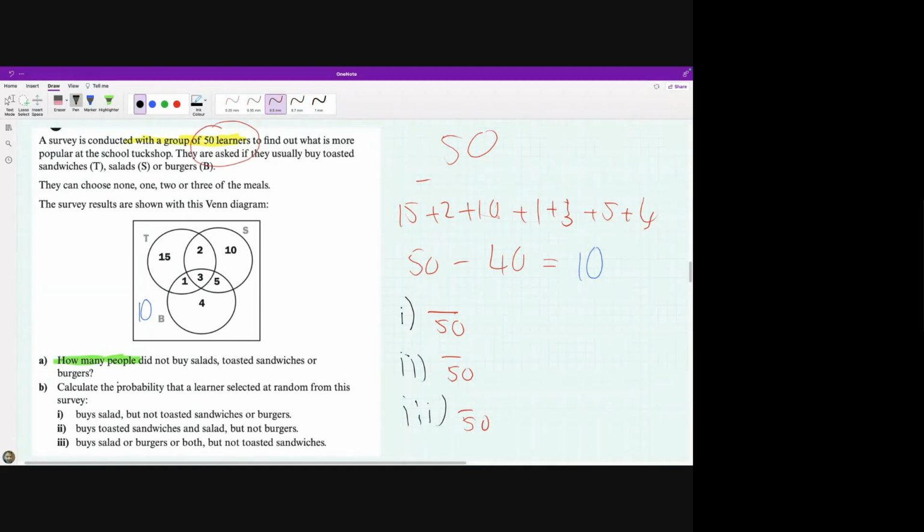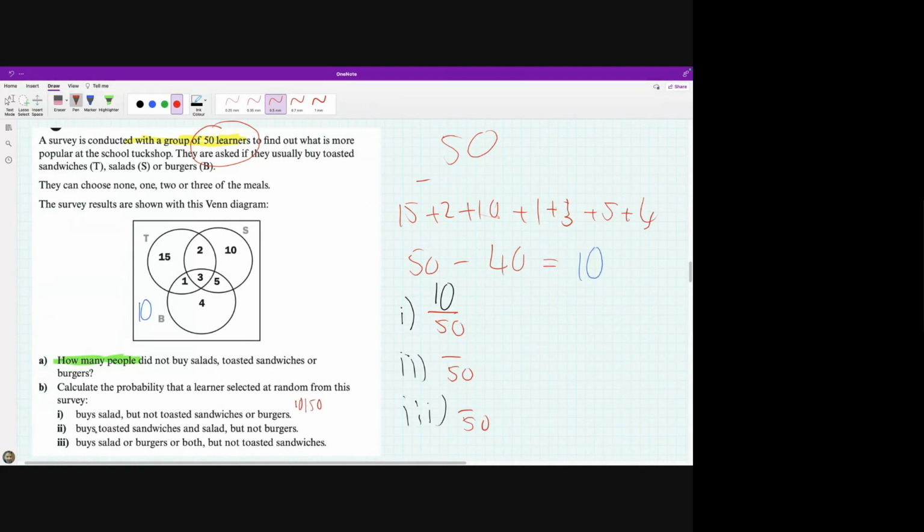Well, what is salad? Salad is S. But I can't choose everything in the S. It says not toasted sandwiches or burgers. So none of 3 and none of 5 and none of 2. So it has to be 10 out of 50. It can only be this region over here, because if I was in another region, I would also buy toasted sandwiches or burgers. So the first one is 10 out of 50. So here, 10 out of 50.